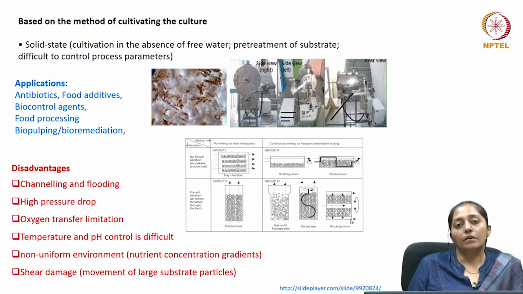Then because of the movement, there are different configurations available for solid state fermentations, where some movement inside the reactor or the substrate is facilitated by rotating the body of the reactor, like rotating drum bioreactors, but this can also lead to high shear when large particulate matter rubs along the culture or cells present inside the reactor.